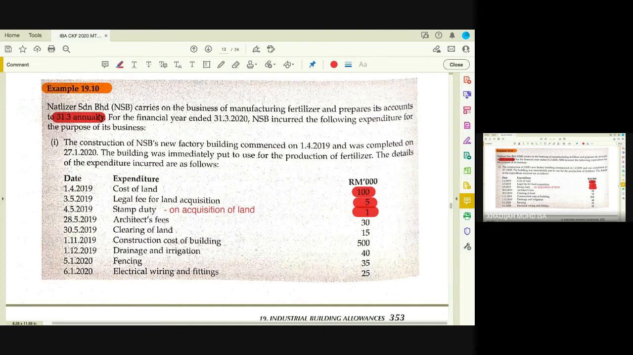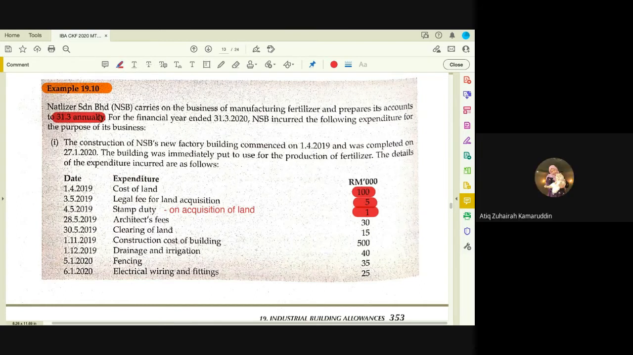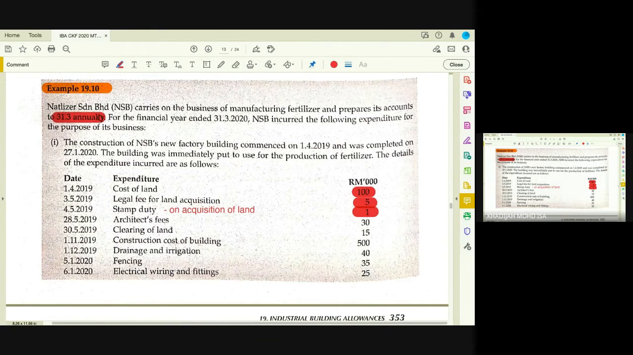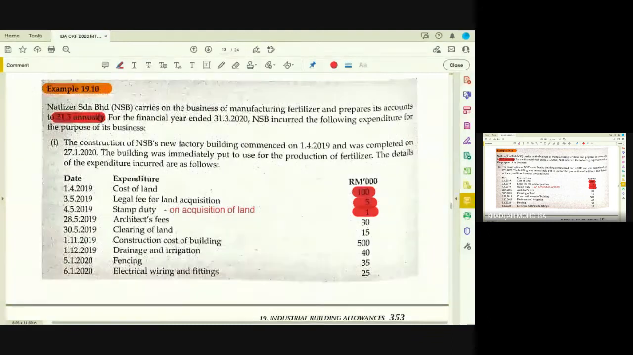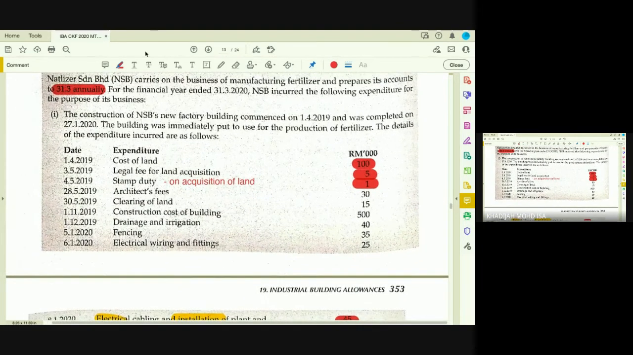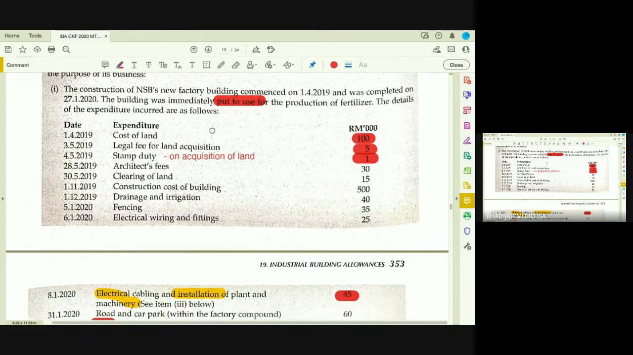So when is that completion? Which YA? YA 2019 or YA 2020? 2020, because your year end is 31st March 2020, so 31st January 2020 falls in YA 2020. So the first year that you're going to claim is YA 2020. The building was immediately put to use for the production of fertilizer. The details of the expenditure incurred are as follows. So it means that when the building is put into use, then you can claim IA and AA immediately for YA 2020. So you have the cost of land, legal fee for land acquisition, stamp duty.